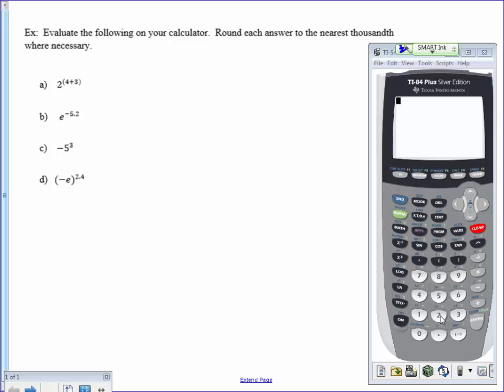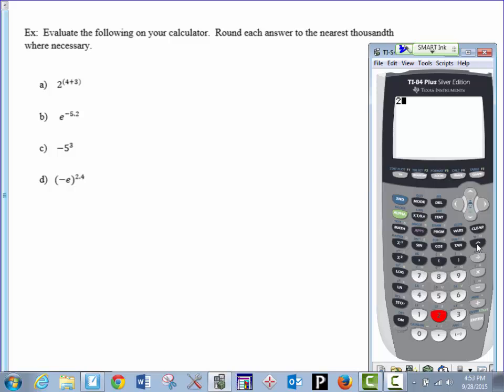So if I want to perform 2 to the 4 plus 3, I'm going to press 2 and then press my little caret key that's above the division symbol. On mine you see that it takes me to the exponent. I'm going to go ahead and be safe and do parentheses and then 4 plus 3 and then close my parentheses so that I make sure the 4 and the 3 both are in the exponent. Press enter and then here I get 128. On this one I've said round each answer to the nearest thousandth where necessary. This one's exact, so we can just say 128.